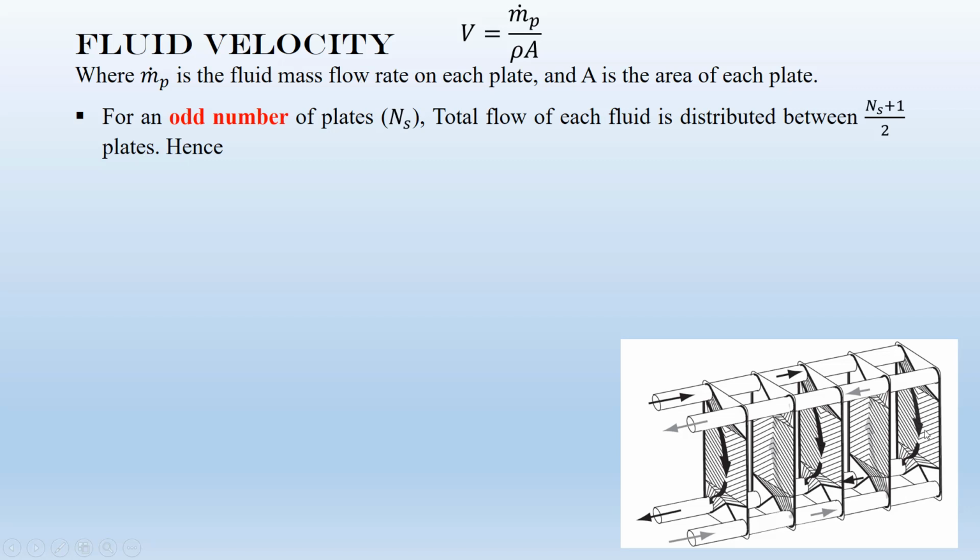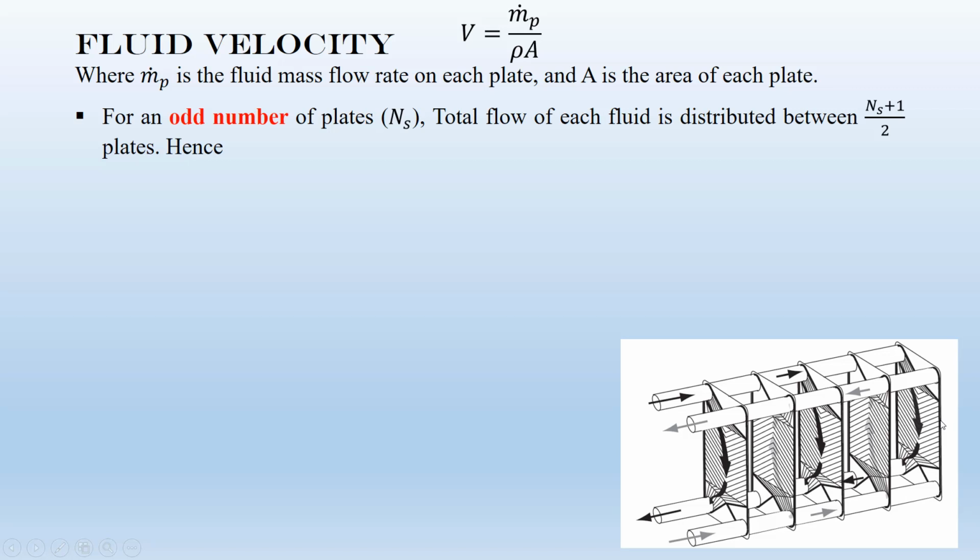So it actually flows over 3 plates. So we have 5 plates, or we can say the hot fluid flows over (NS plus 1) over 2, where NS is the number of plates. So what about the cold fluid? The cold fluid flows over this one, 2, and the backside of this one, correct? So 1, 2, and 3 plates.